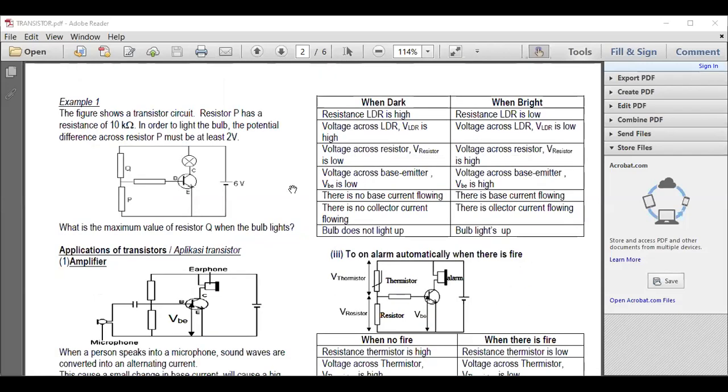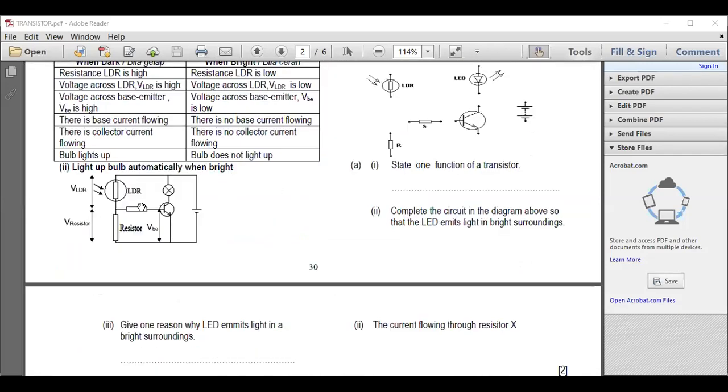Okay, now why do they ask this kind of question? Because later they ask you to modify. Let's say they say, okay, the bulb lights up when bright. Usually we don't want this situation. We want the bulb to light up automatically when it's dark. So you need to switch. Bring the resistor up, bring the LDR down.